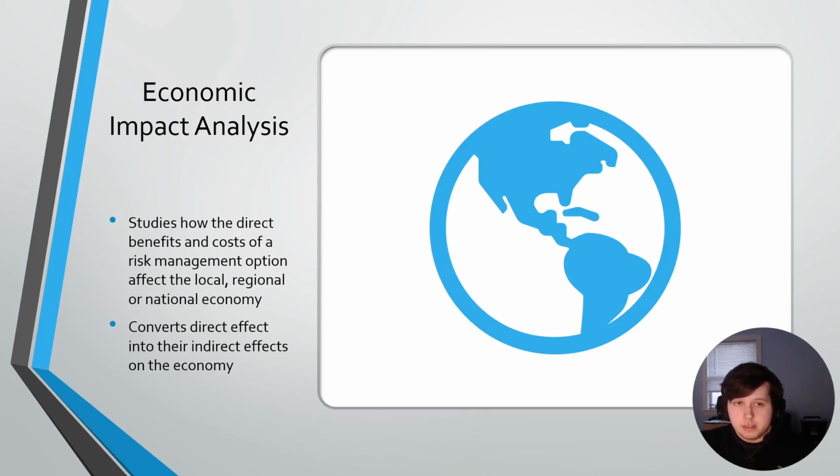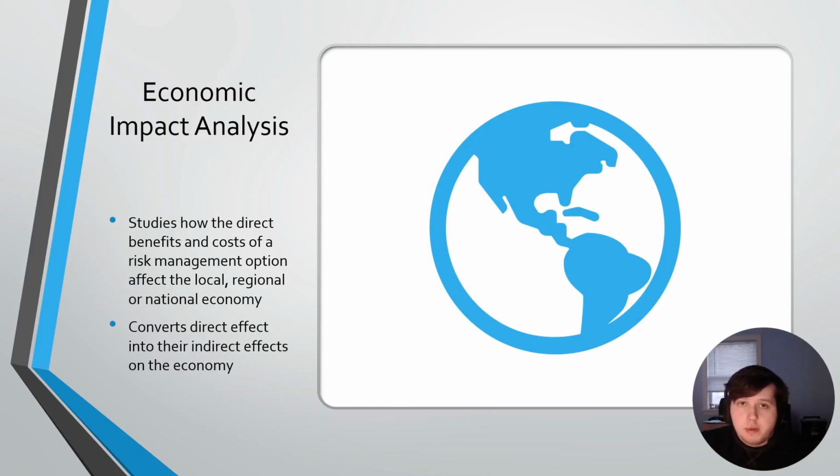Benefit cost analysis, which we discussed before, measures direct benefits and costs of risk management options, but does not convert direct effects into their indirect effects on the economy. Well, this economic impact analysis does. These effects include changes in employment, wages, business sales, or land use.